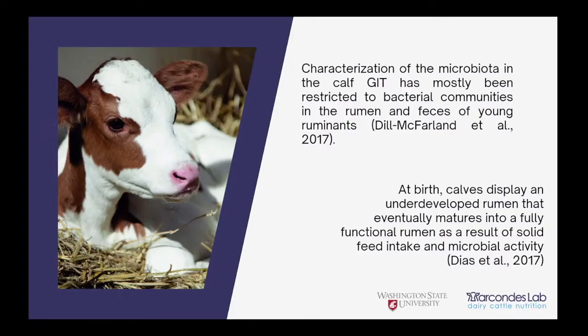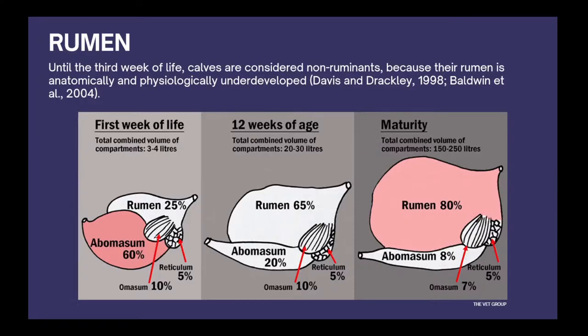At birth, calves display an undeveloped rumen that eventually matures into a fully functional rumen as a result of solid feed intake and microbial activity. So this is more or less what you see in the rumen. In the first week of life, the abomasum is 6% of the whole stomach of the animal, and there is no absorption of VFA in the abomasum. So this is very important. Then at 2 weeks after weaning, that shifts towards 65% rumen. By maturity, about 80% of the stomach is the rumen.